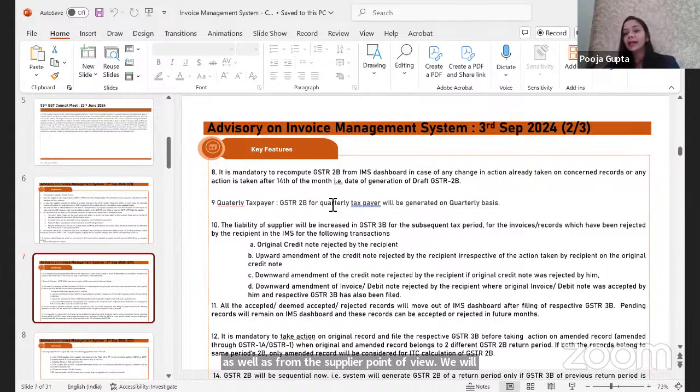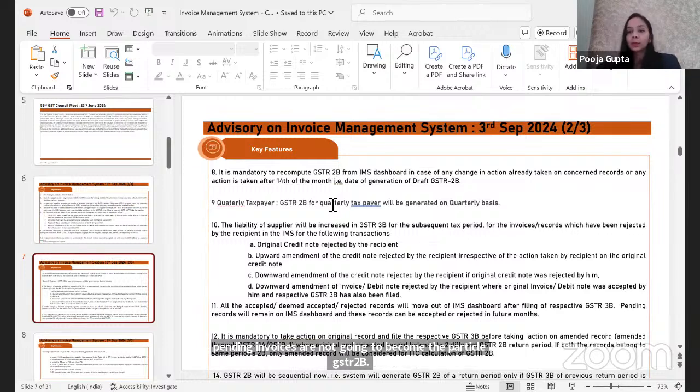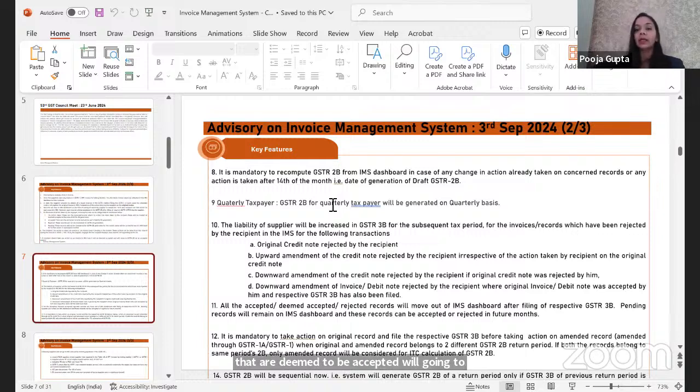Next, all the accepted and rejected invoices will become part of the GSTR 2B. Pending invoices are not going to become part of the GSTR 2B. Only accepted, rejected, or the invoices on which no action has been taken, which are deemed to be accepted, will become part of the GSTR 2B. Basis the action taken, GSTR 2B is generated, and basis GSTR 2B, our GSTR 3B will be prepared.